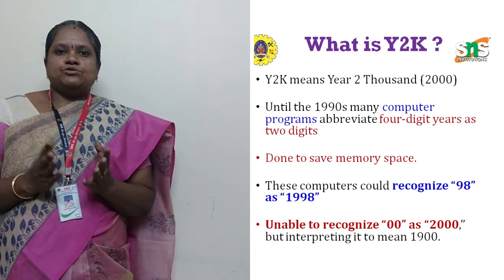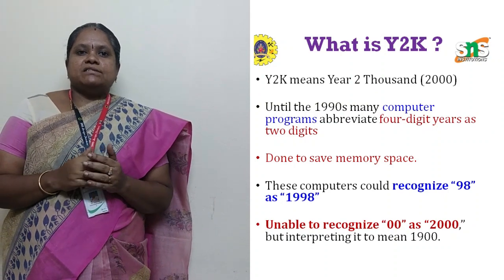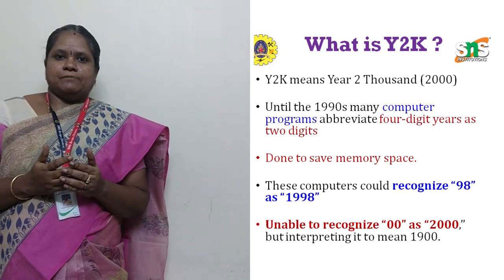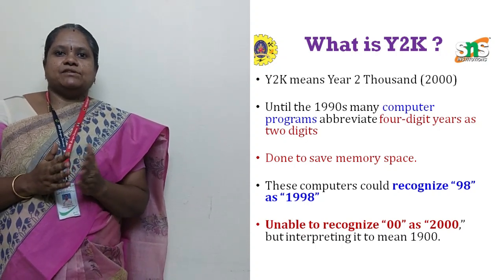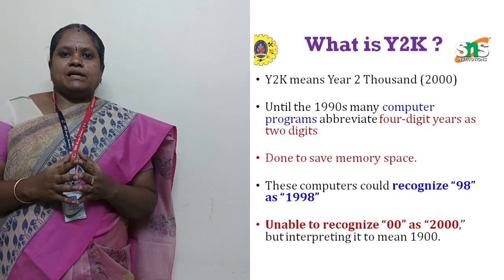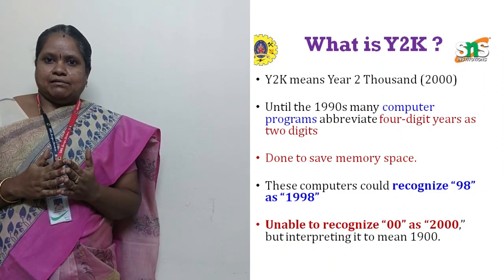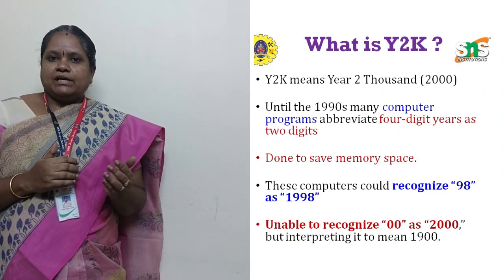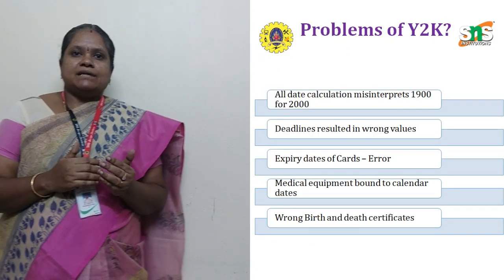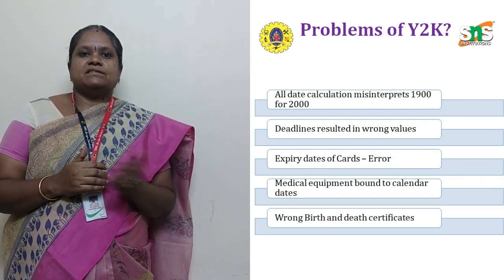The issue started when the year 2000 was nearing. People found that 00 might be interpreted as 2000 or 1900. That was the issue which started with Y2K. There was such chaos that all computers would identify the year 00 as 1900. So all date calculations would go wrong, and 2000 would be misinterpreted as 1900.